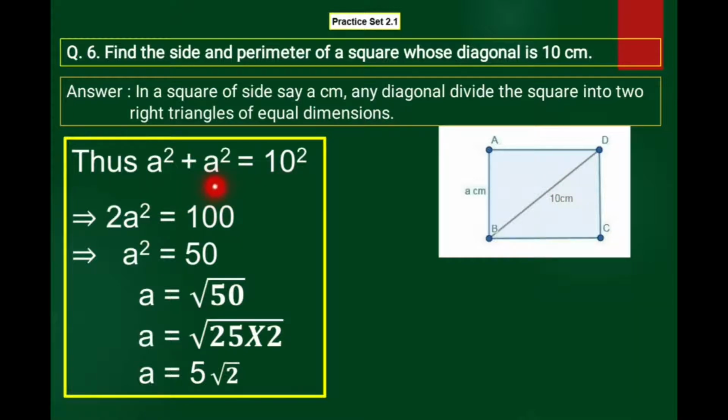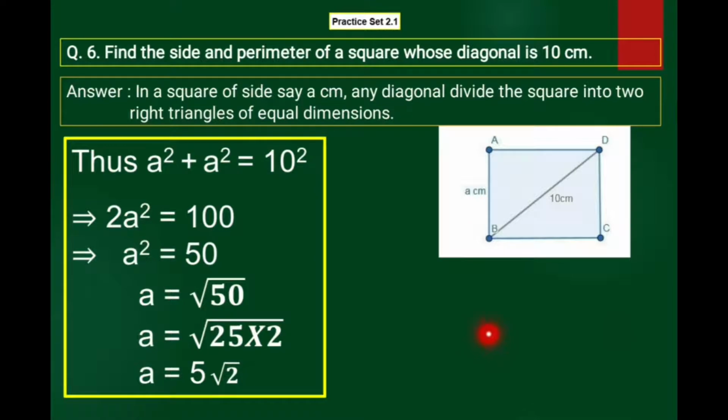So a square plus a square, we write twice a square. 10 square is 100, so dividing both sides by 2, we get a square equals 50. Now we have to find the value of a. Taking the square root on both sides, the square root of a square is a, and the square root of 50. We split 50 into 25 times 2. The square root of 25 is 5. The square root of 2 we cannot calculate. So the side of this square is 5 root 2.